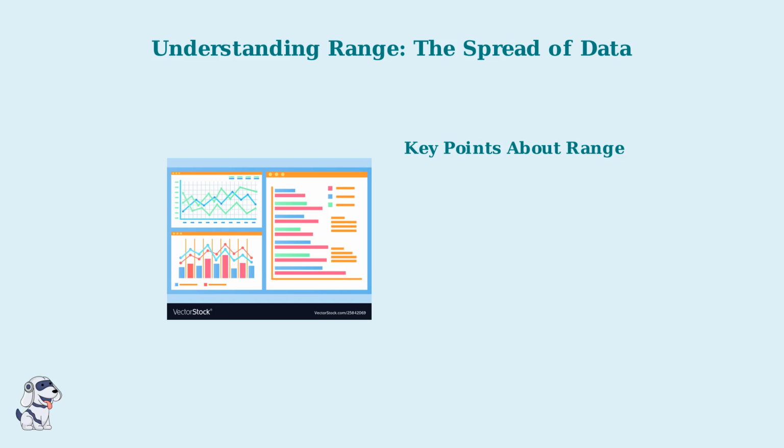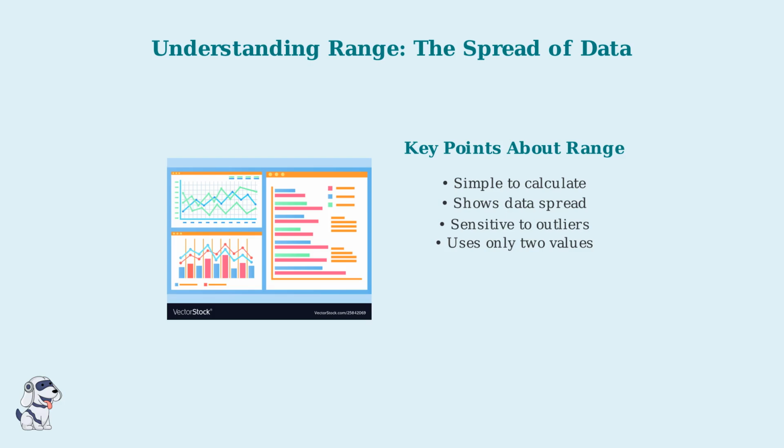While range is simple to calculate and gives us a quick sense of data spread, remember its key limitations. Range is easy to calculate and shows us the spread of our data, but it's sensitive to outliers and only uses the two extreme values, ignoring all the data points in between. Understanding these characteristics helps us know when range is useful and when we might need other measures of dispersion for a more complete picture of our data's variability.